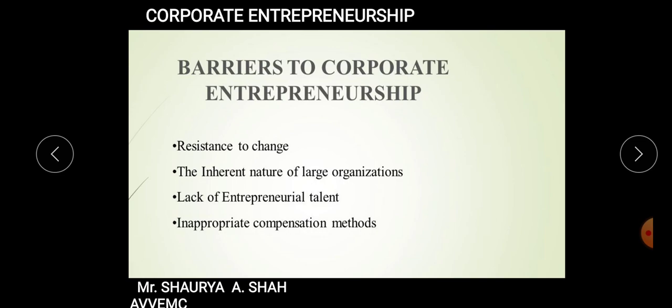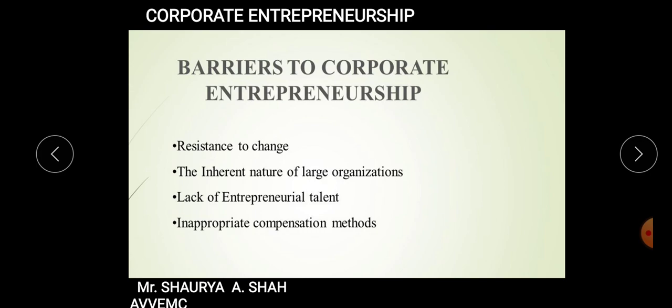So what do you mean by inherent nature of large organizations, students? Large organizations, you are having n number of employees, n number of levels of organization structure, that is your management structure. You need to report to more people. So the nature of large organization is such that, if you want to implement a policy, it will take a long time to implement in the entire organization, and there are chances for resistance to change.